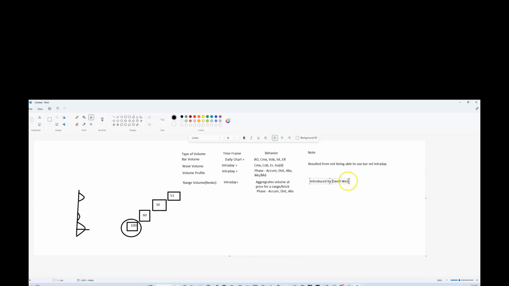Introduced by David Weiss. Wave volume also, I think, was actually the volume on the wave was in Wyckoff's. So I guess it's popularized by David Weiss.